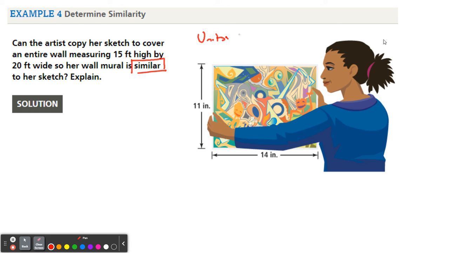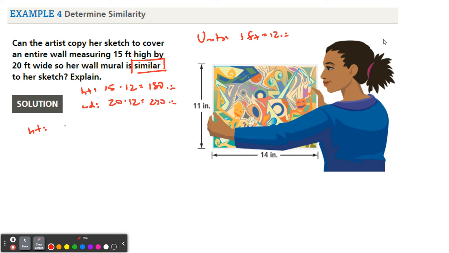So we're doing feet and inches. We need to know that 1 foot is equal to 12 inches, right? So our height of 15, so this is the height. Our 15 feet, we have to multiply by 12 inches to get 180 inches. Our width of 20, we need to multiply by 12 to get 240 inches. So now we are going to compare the corresponding lengths and see if we get the same scale factors. Okay? All right. So let's compare our heights.